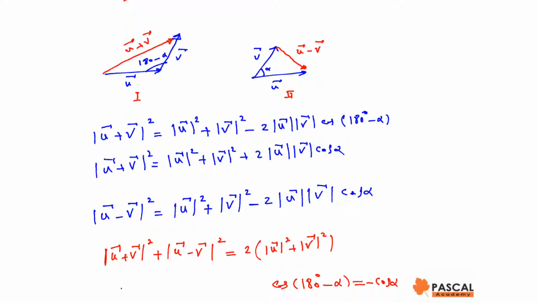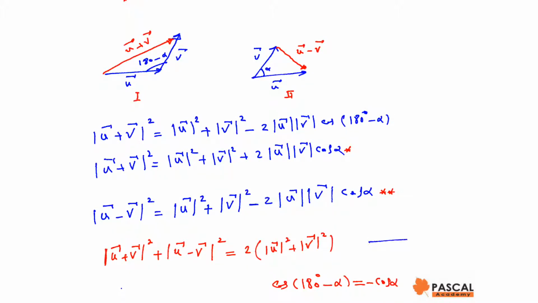If we add these two equations, we have size of U plus V to the power of 2 plus size of U minus V to the power of 2 equals 2 times size of U to the power of 2 plus size of V to the power of 2. This is called the parallelogram identity.